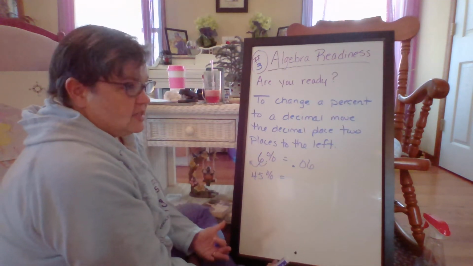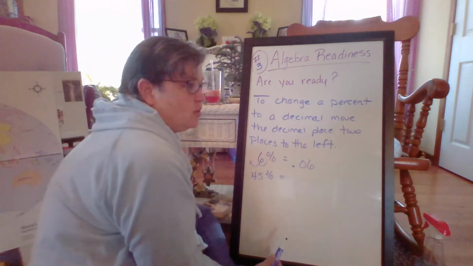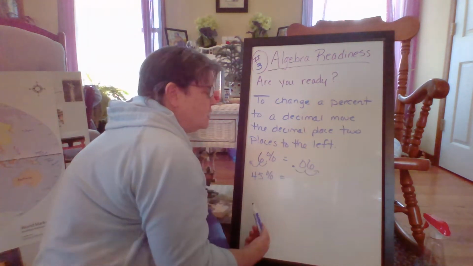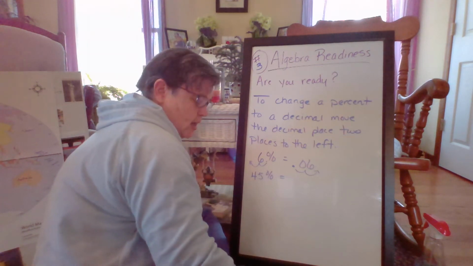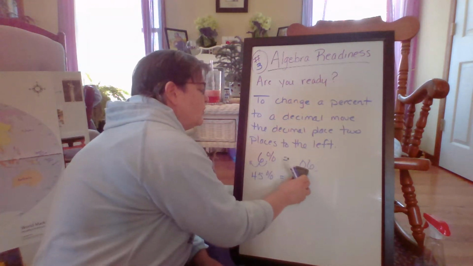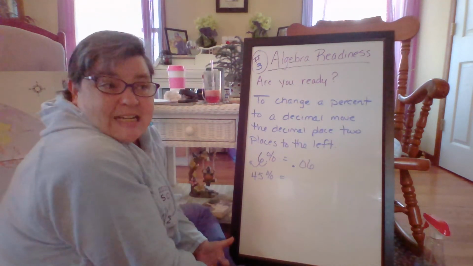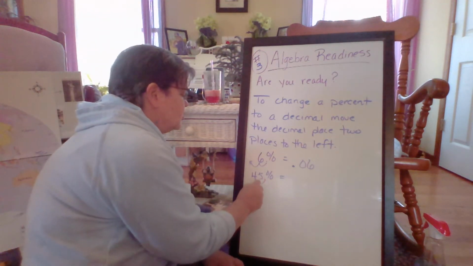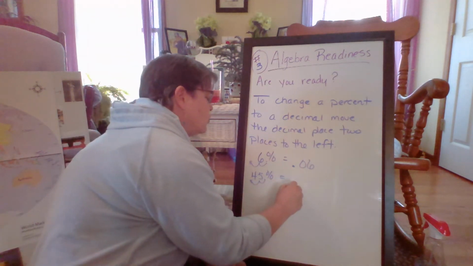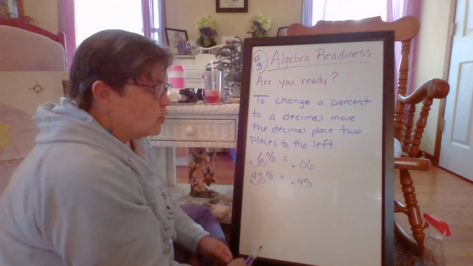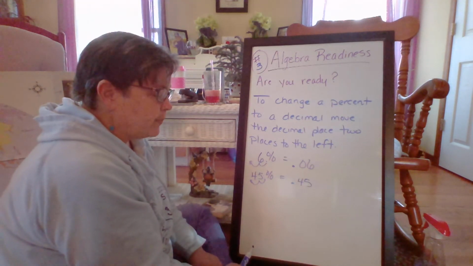I can use that in whichever way I want. If I have a decimal and I want to turn it into a percentage, I just move the decimal 2 places to the right and I get 6%. So here I have 45%. If I want to write that as a decimal, I move it 2 places to the left, I get 0.45. That's something you want to know as you're going into algebra.